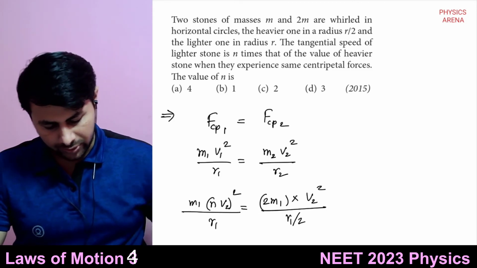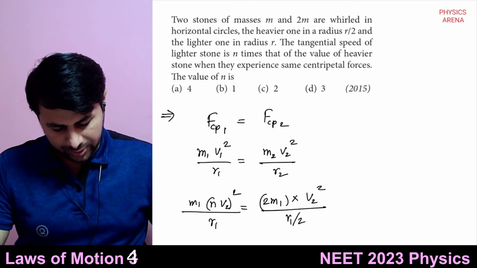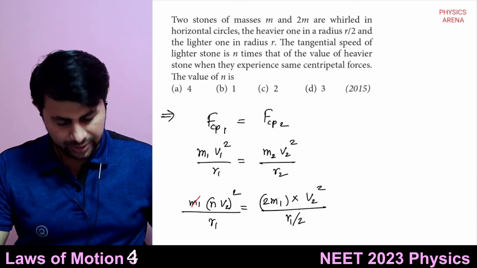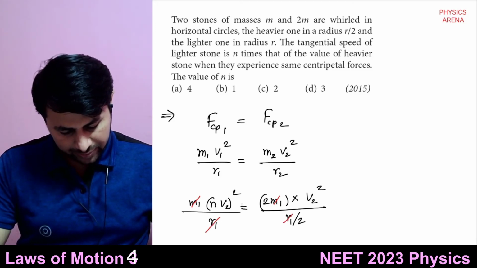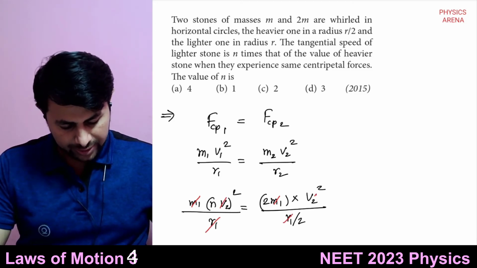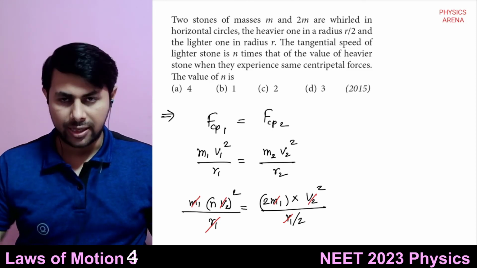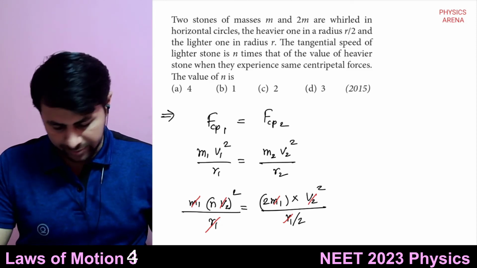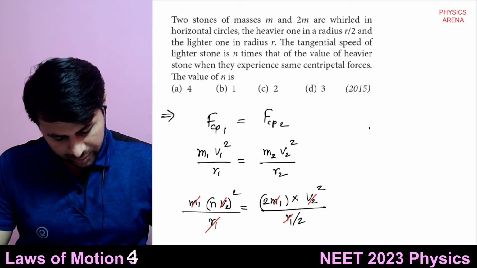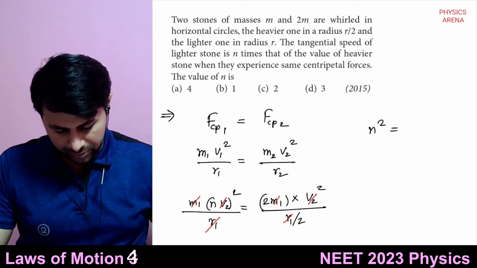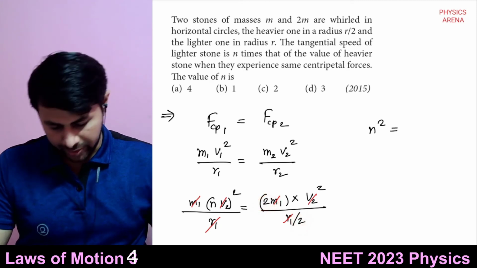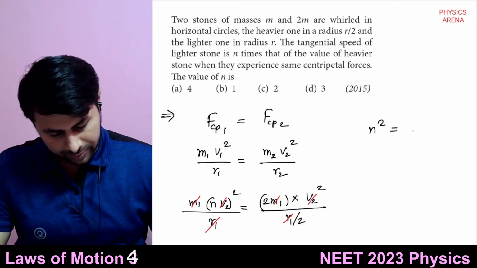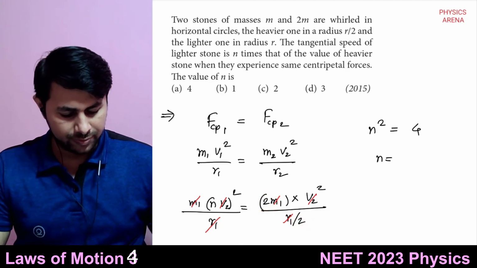Okay, so now everything gets cancelled out. This m1 and this m1 get cancelled. This r1 and this r1 get cancelled. V2 square gets cancelled. So you have n square is equal to this 2 and 2 from the denominator. Take it to the numerator. n square is 4. So n is equal to 2.